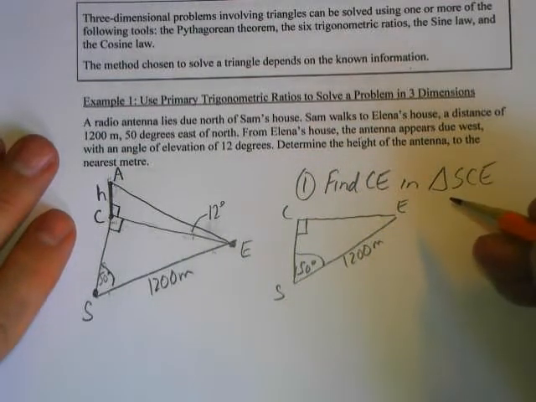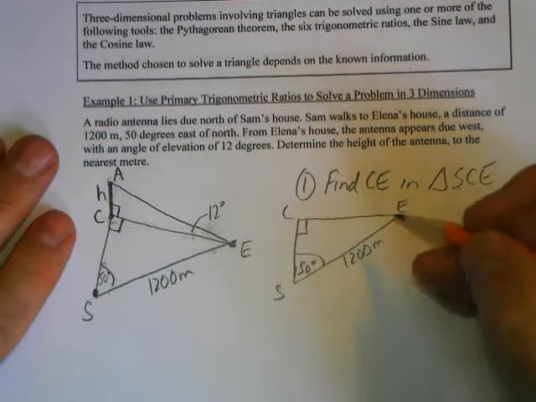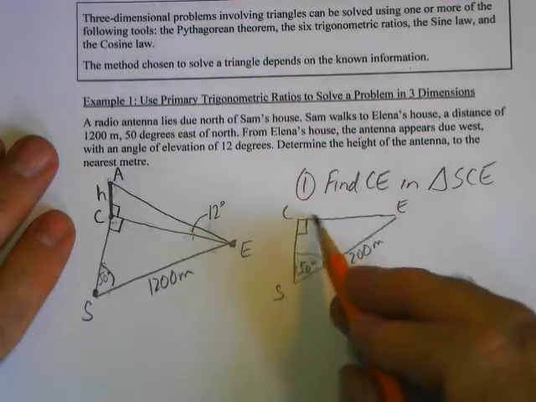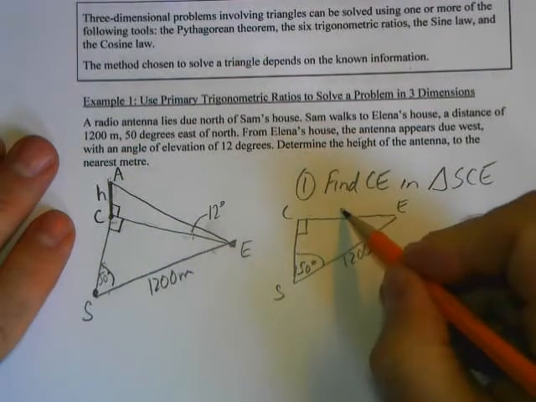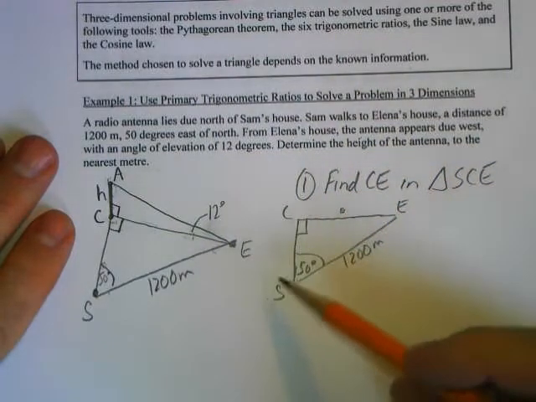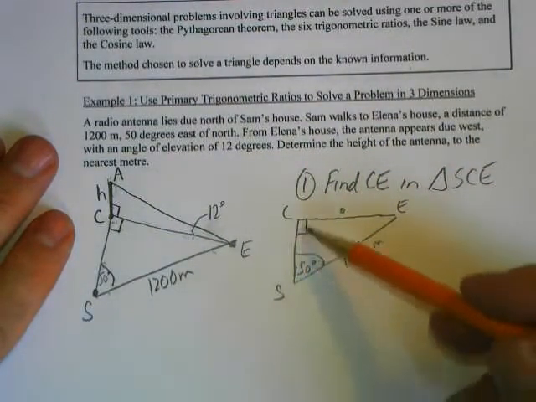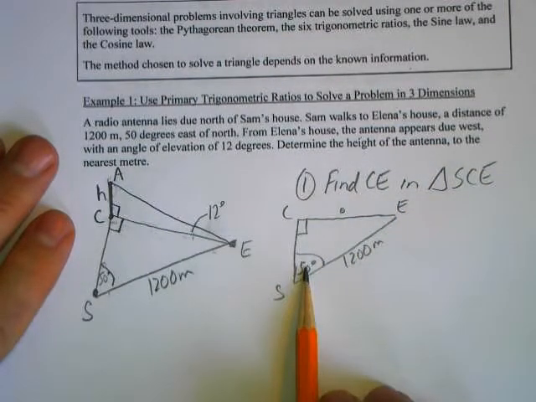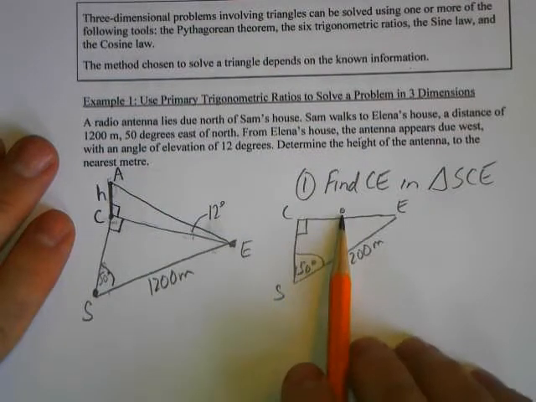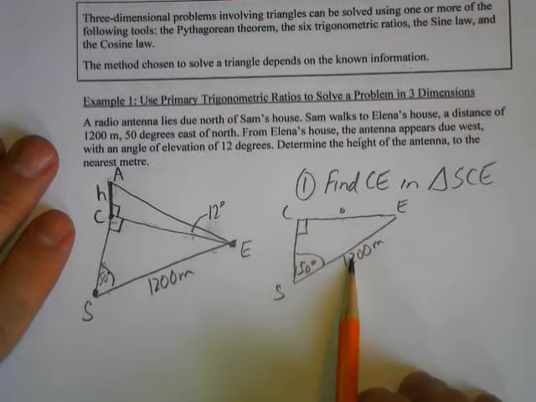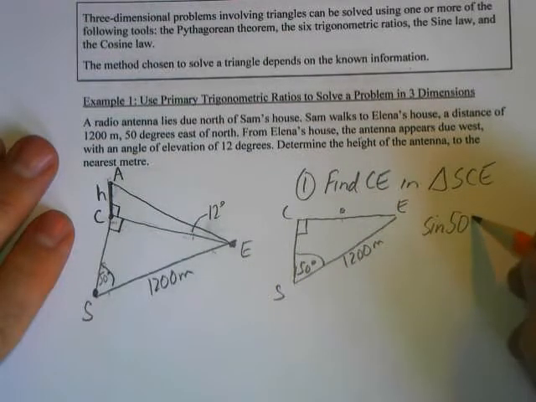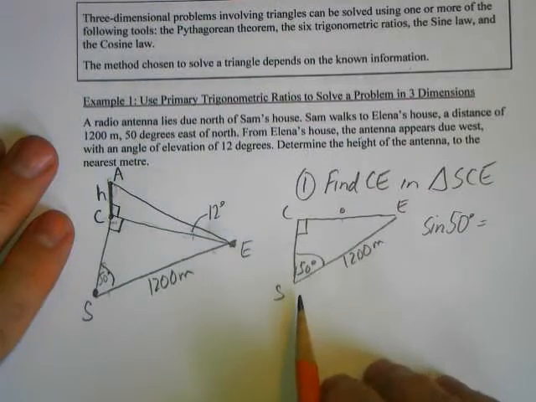I could call it X if I wanted to, but I'll keep with just the CE side. So I'm trying to find that side there. Now, which ratio? Since this is a right triangle, I'm going to try to use trig ratios. If that's my reference angle, 50 degrees, then the side I want to get is the opposite side, and I know the hypotenuse, so it's O and H. That tells me it's the sine ratio. My reference angle is 50, and then the opposite side over the hypotenuse.